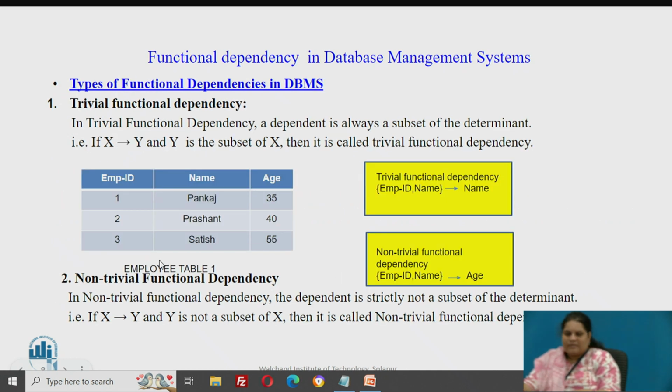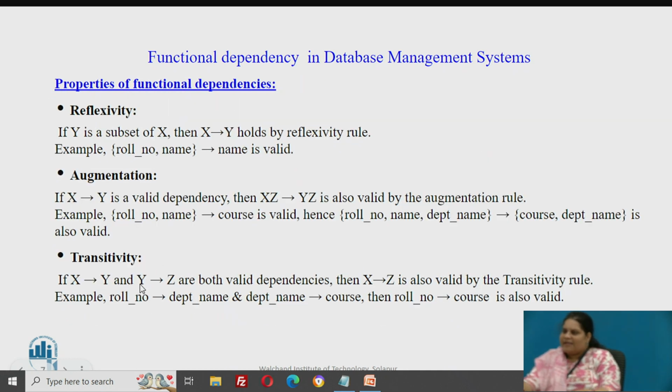The next rule is the transitivity. In transitivity, if x is having functional dependency with y, and y is having functional dependency with z, then we can say x is having the functional dependency with z by the transitivity rule. So for example, here roll number and department, also department and course, so we can say roll number is directly having functional dependency with course also. It is also a valid case.